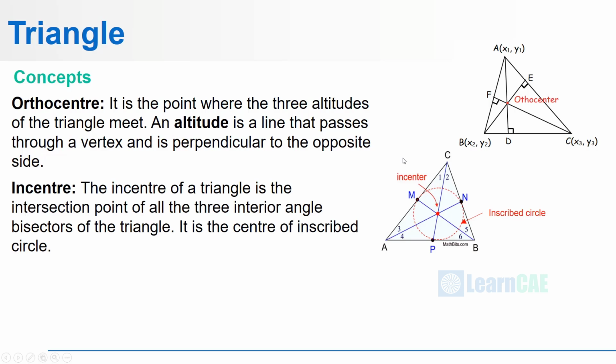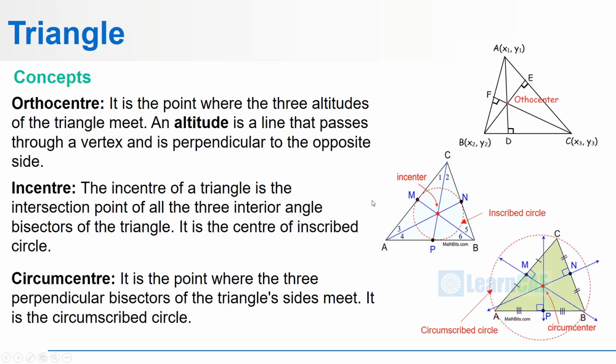Next is the incenter. The incenter of a triangle is the intersection point of all the three interior angle bisectors of the triangle. It is also the center of the inscribed circle. That is, if you draw a circle inside the triangle which is tangent to all three sides, then the center is called the incenter. It is also the common point of all the three angle bisectors, that is CP, BM and AN. These are the angle bisectors and that lies at a common point called the incenter. So both the circle center and this angle bisector common points is called incenter.